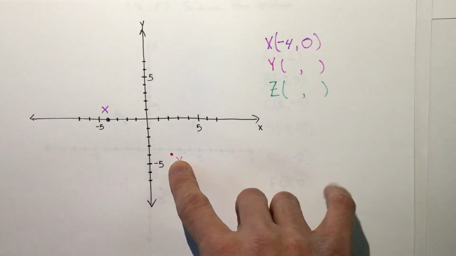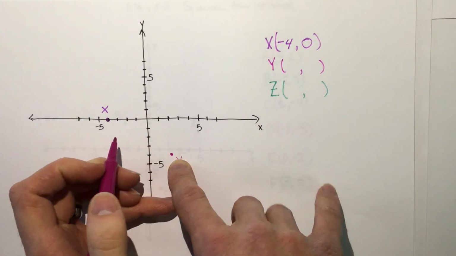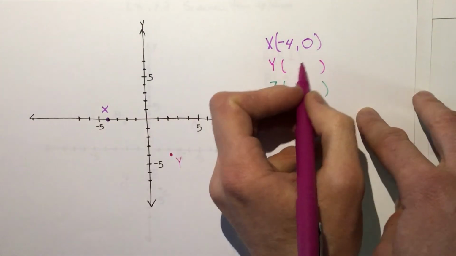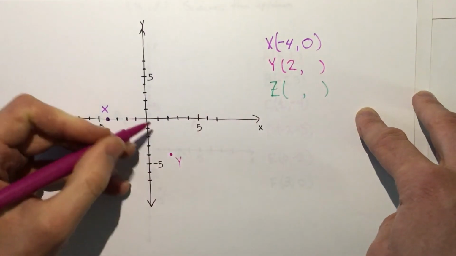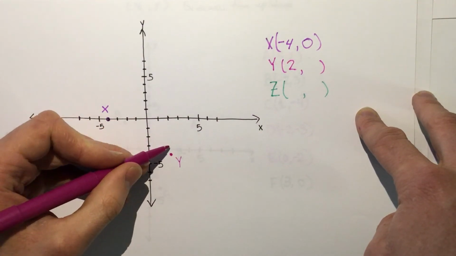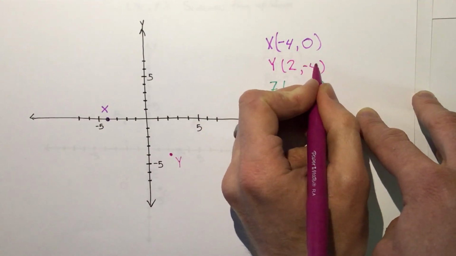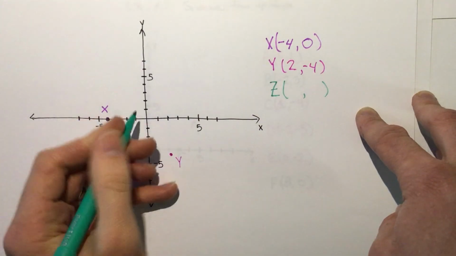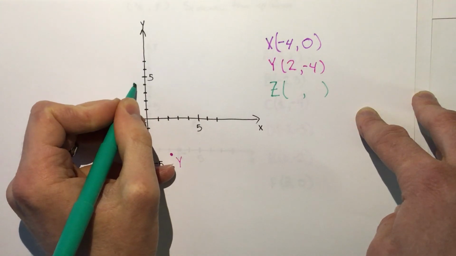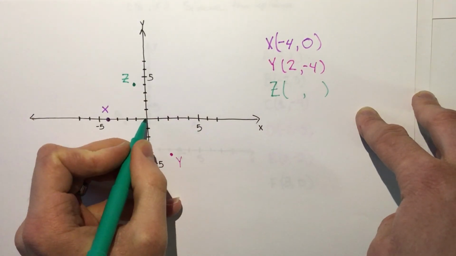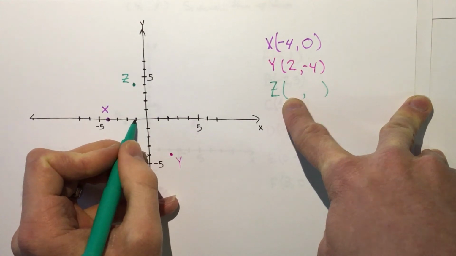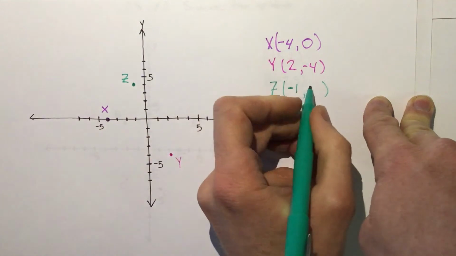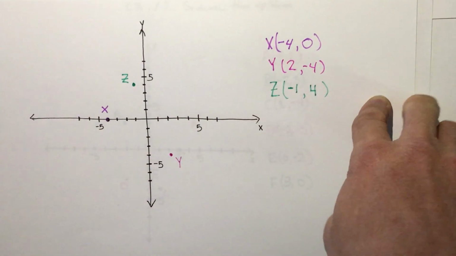Next, we'd look at point Y and figure out how far over we are going. Looking, it is 2 over to the right, so +2, and then we go down 1, 2, 3, 4, so that's -4. And last, point Z, which we don't have a point Z, so we'll put one here. First, left or right, we go left 1, so -1, and then we go up 4, so (-1, 4).